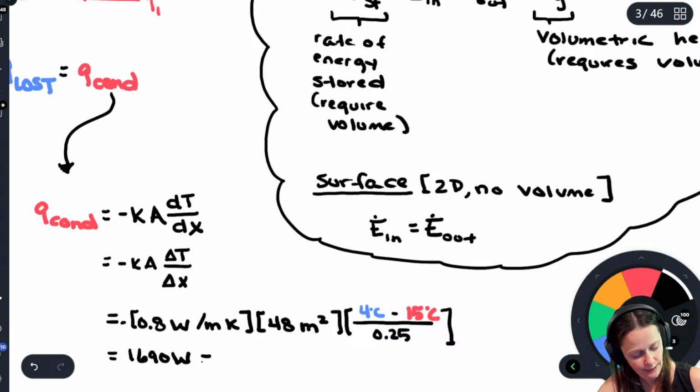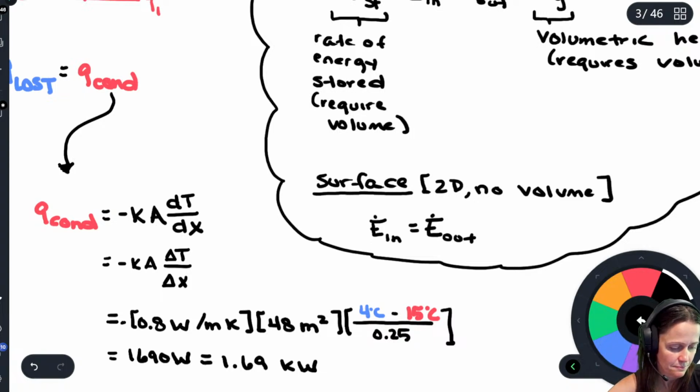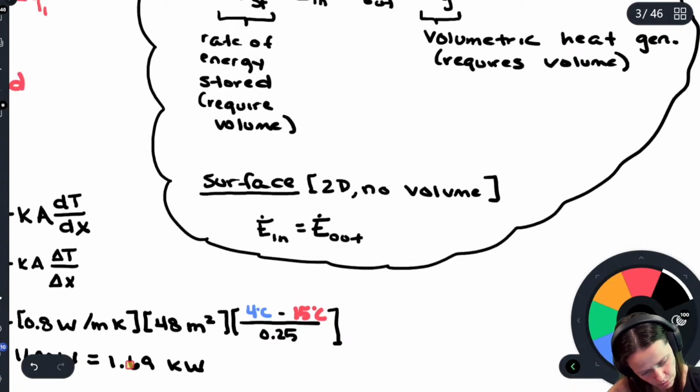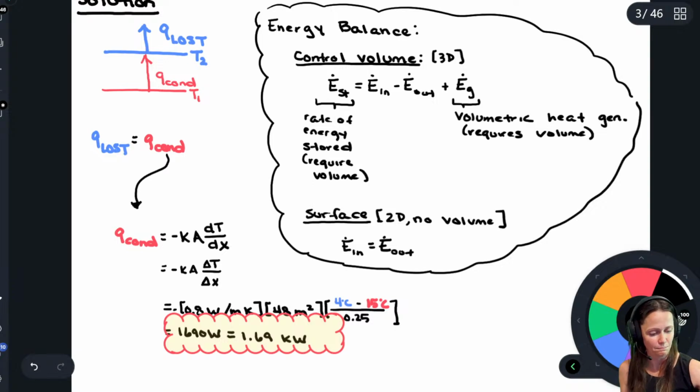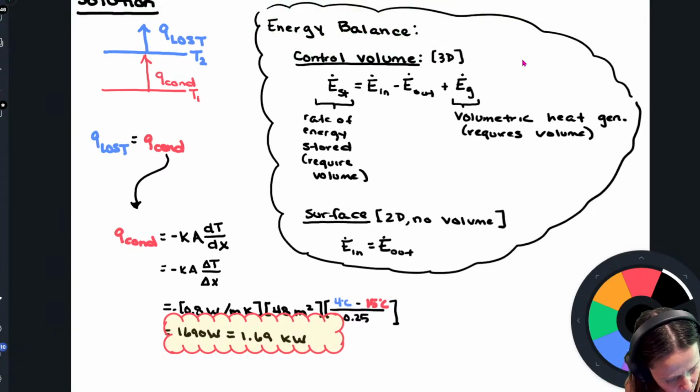Perfect. And it just seems ripe for putting in terms of kilowatts. So there we go.